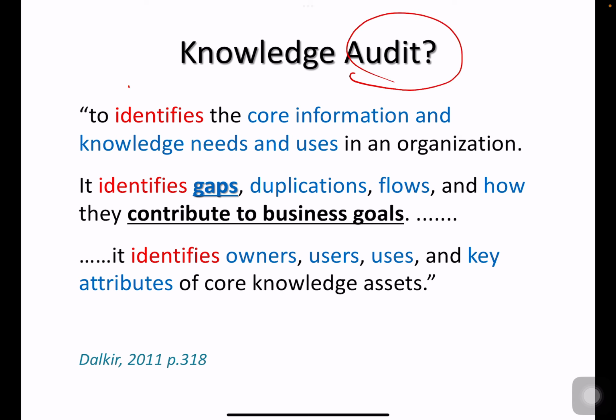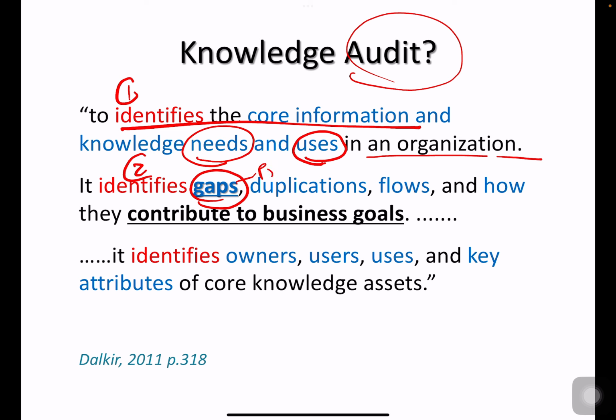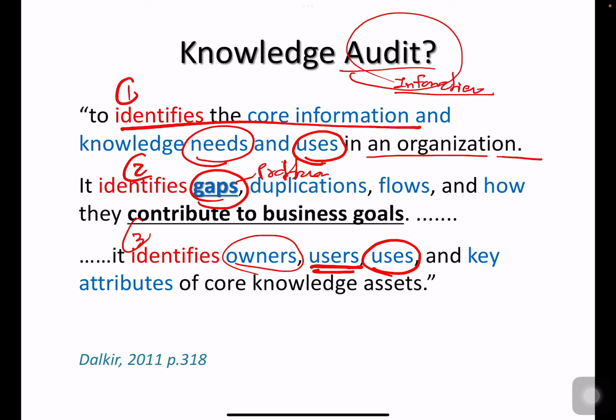The knowledge audit is used to identify the core information, the knowledge needs, or the knowledge used in the organization, and to identify the gap or the problem. Then identify the flow and how it contributes to the business goal. 3, identify who is the owner of that process, who is the user, how it is used in the organization, and what the key attributes of the core knowledge assets are. An audit identifies the information that is very important for the organization.